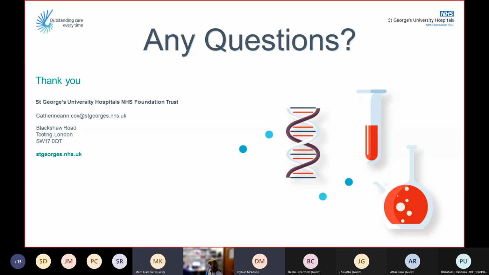Atta, is your hand still up? Okay. At Centelia, if the folate and B12 are low, they automatically do the better tests. But why don't you do that at St. George's? Good question. I think these things cost money.